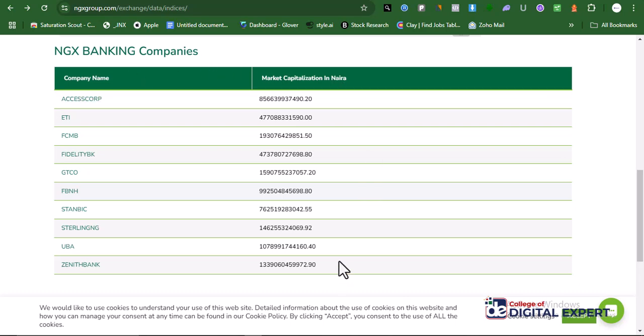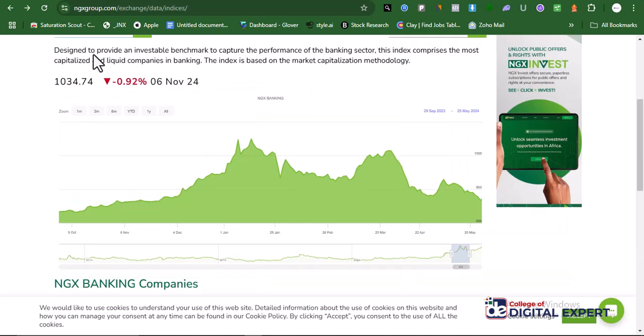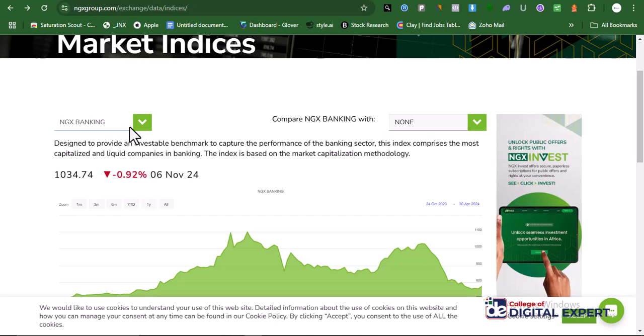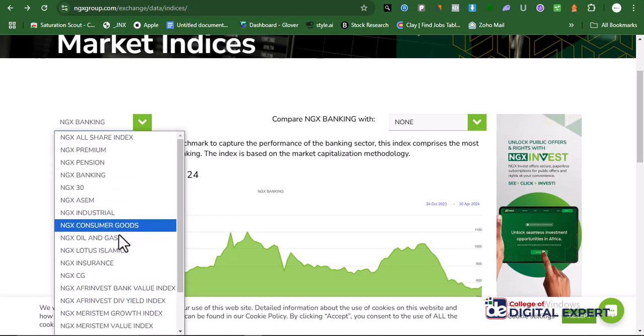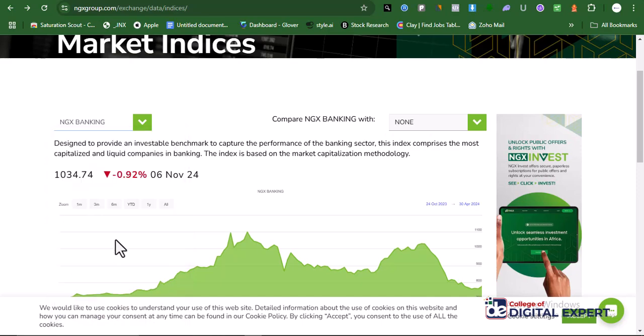That's one benefit of ETF. They share the money. You are not investing in just one company. You are investing in all these companies when you buy NGX 30 or NGX Banking indices stock. Also, we have the NGX Insurance, NGX Industrial, NGX Consumer Goods, NGX Oil and Gas. Just as the name says, it is with organizations.